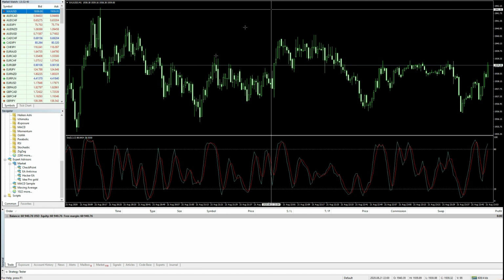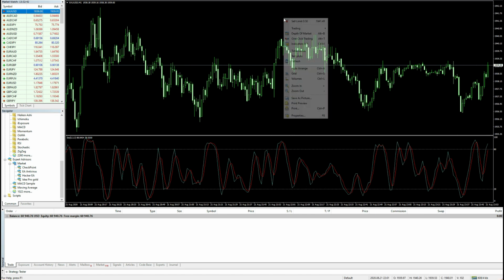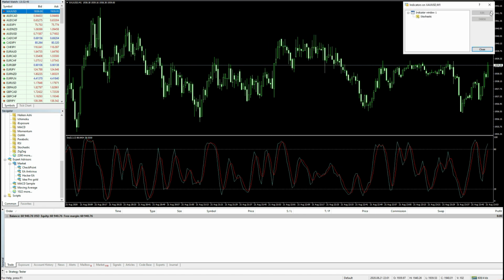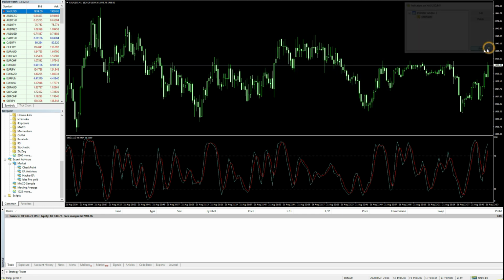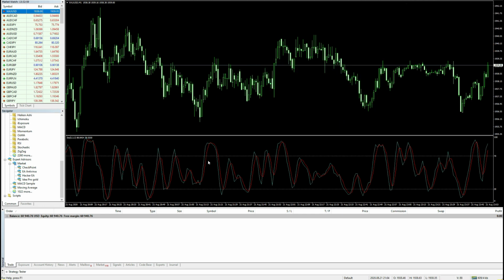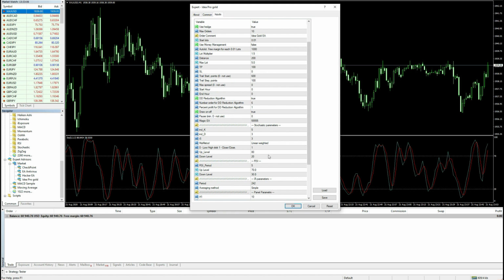Okay, so what you do is indicator list, stochastic, double click it to change the value. Levels, change this to 70. Close. So you'll be able to get these trades as well. Okay, this is just the indicator, but what you really need to do is change this value as well. 70.